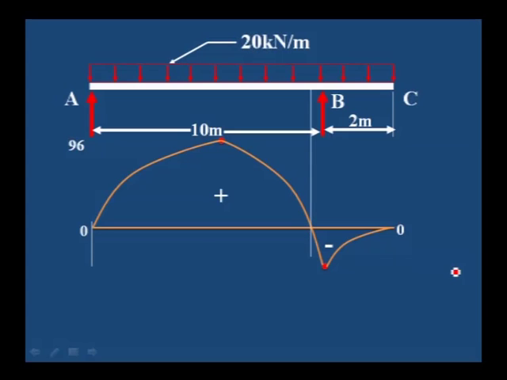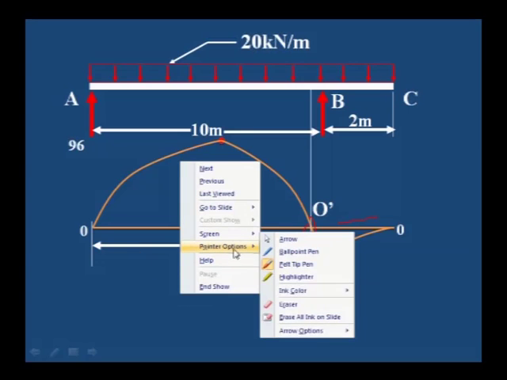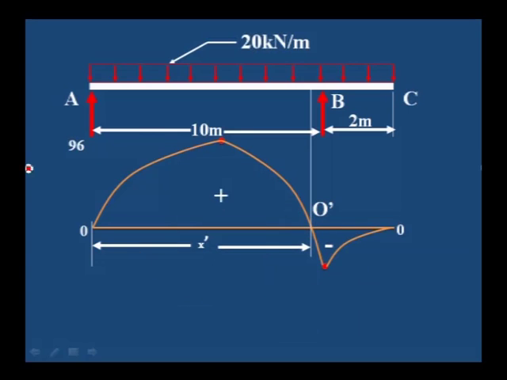Next task is to find the point of contraflexure. This is the point where bending moment is 0. It is just away from B. We can take an x dash from this point to the right side, or we can take the left side. If we take the left side, we will get only two loads: 96 and 20 kilonewton per meter.